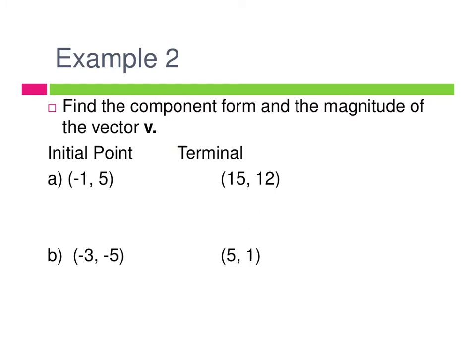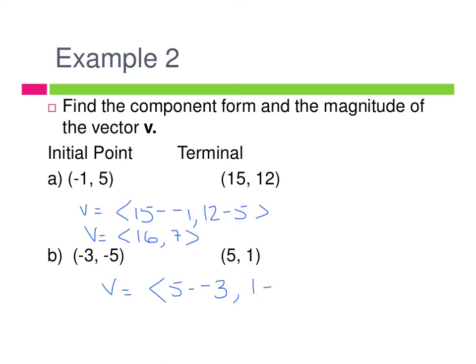Okay. All right, so let's make sure we understand how to put this into component form. Again, we're going to take the terminal point, combine the x's only, and then combine the y's only. And remember, it has to be terminal minus initial, so this is going to be 16 and 7. Vector v is equal to 5 minus -3, 1 minus -5. Re-express it, and here we get 8 and 6.